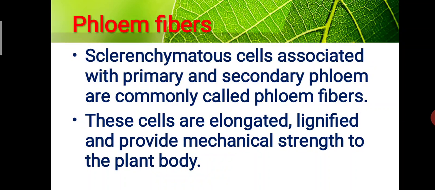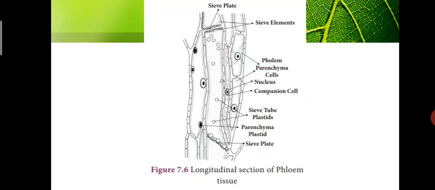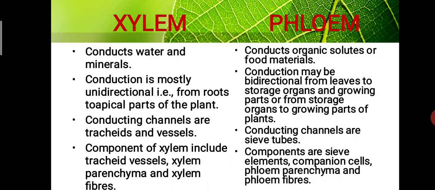Next we are moving on to phloem fibers. These are sclerenchymatous cells associated with the primary and secondary phloem, commonly called phloem fibers. They are elongated, lignified, and provide mechanical strength to the plant body. Lignified means very thick and woody in nature. So you can see the phloem fiber here. Is it clear, children? This is the overall view of the longitudinal section of phloem tissue. Now let us see the comparison of xylem and phloem.